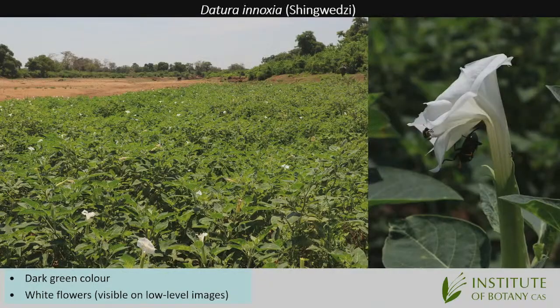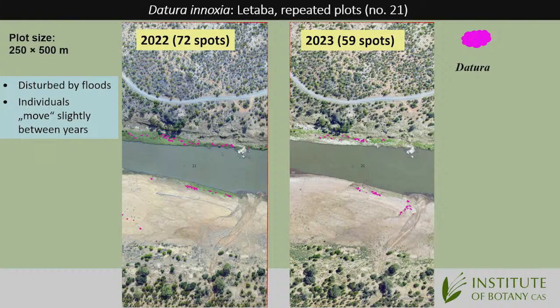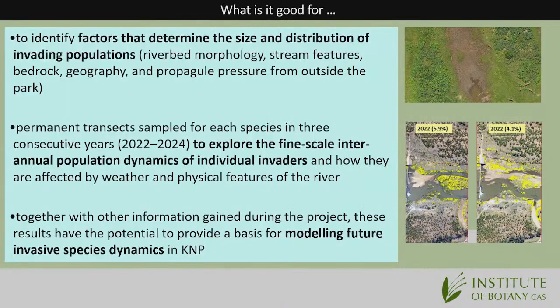Datura, the same thing. Here you see the distribution in the form of small patches that are sort of moving from year to year. So what is this all good for?